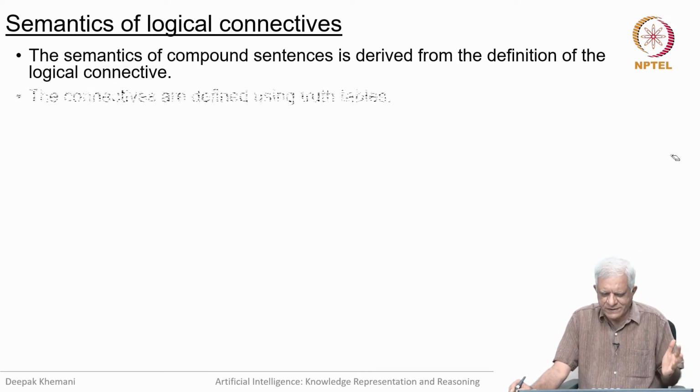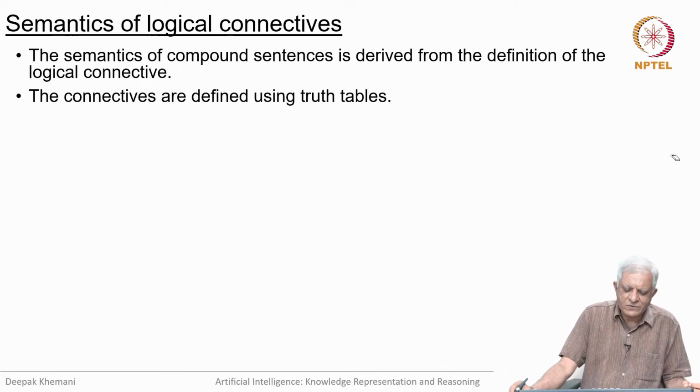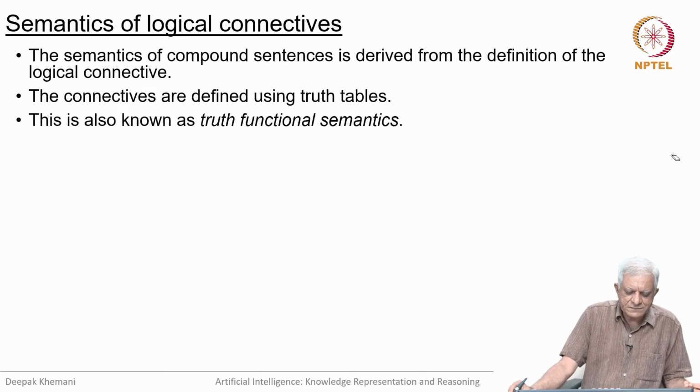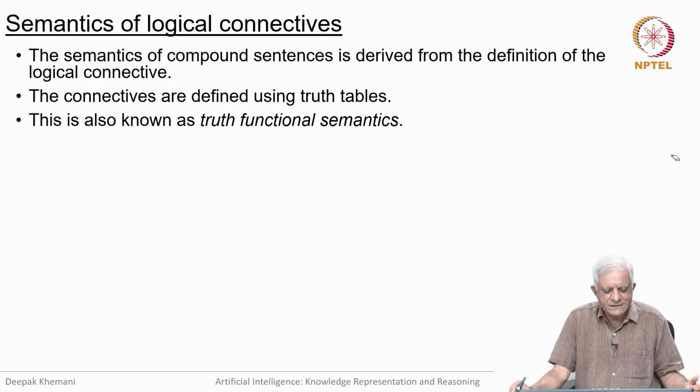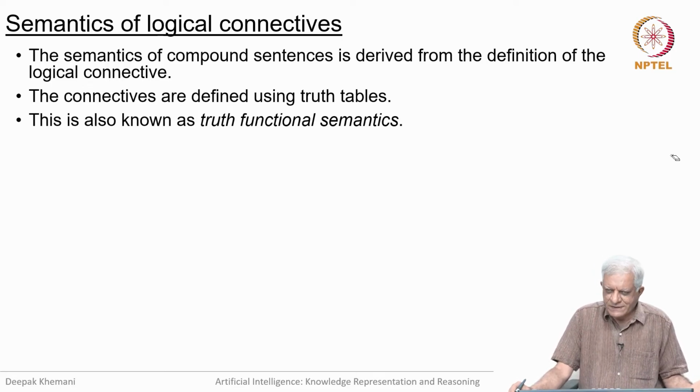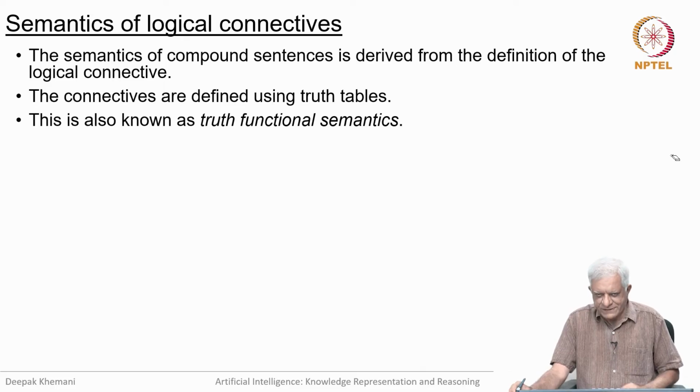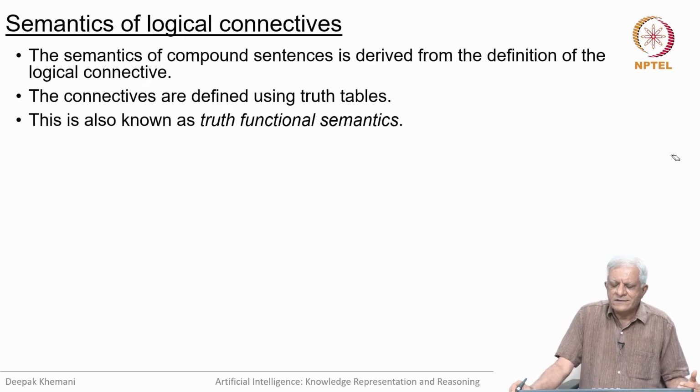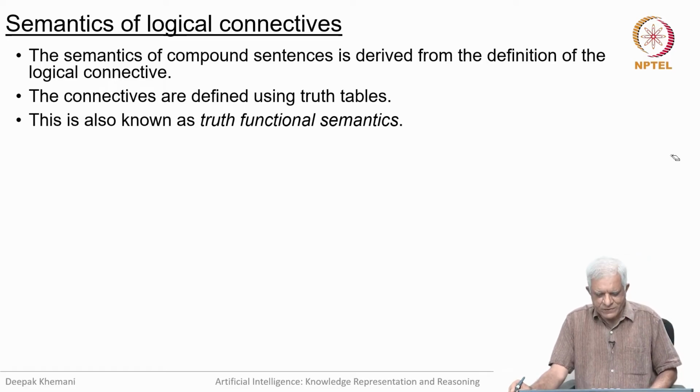Most of you would have studied this, so we will try and go through this somewhat quickly. The logical connectives are defined by what are called truth tables. We will see a couple of examples, and because we are talking about truth values, we are talking about truth functional semantics here, as opposed to the meaning part, which is sometimes called denotational semantics. What does it denote?